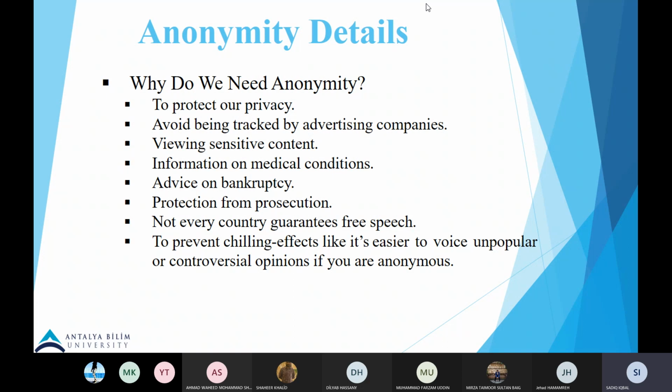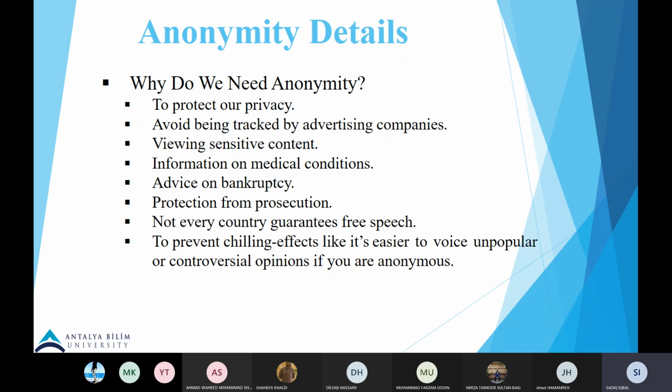But not all countries provide this free speech. So anonymity helps prevent chilling effects; it's easier to voice unpopular or controversial opinions if you are anonymous. If you are not anonymous and you are using your real name, your real ID, email address, and your PC without any extra protection, and you are commenting, watching, and doing some activity that is very controversial, then you are at risk of being monitored, being spied on, and even being sentenced to jail. That is a very extreme step, but it can happen.